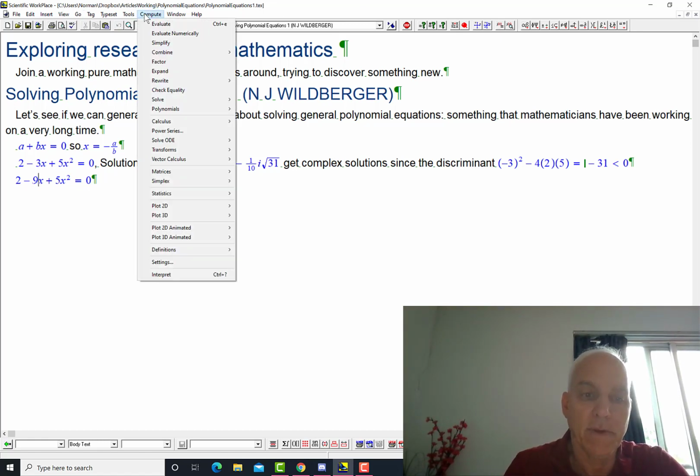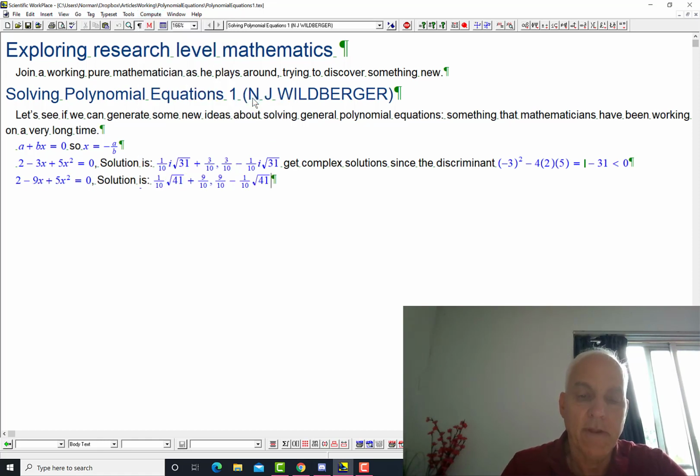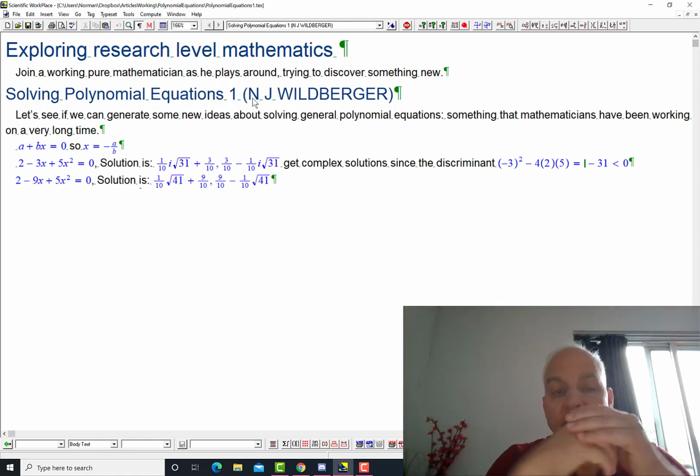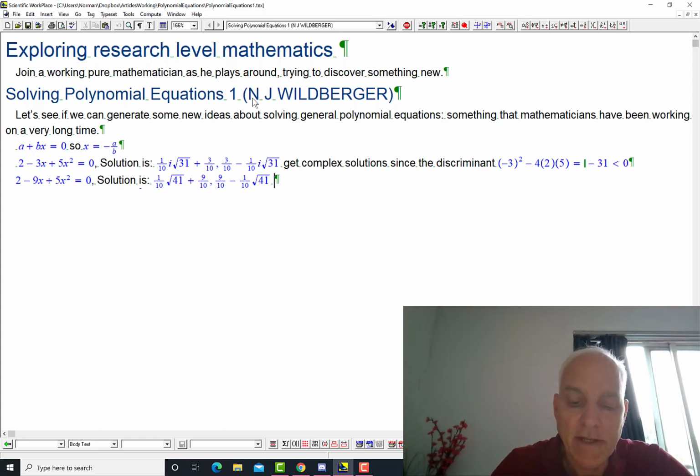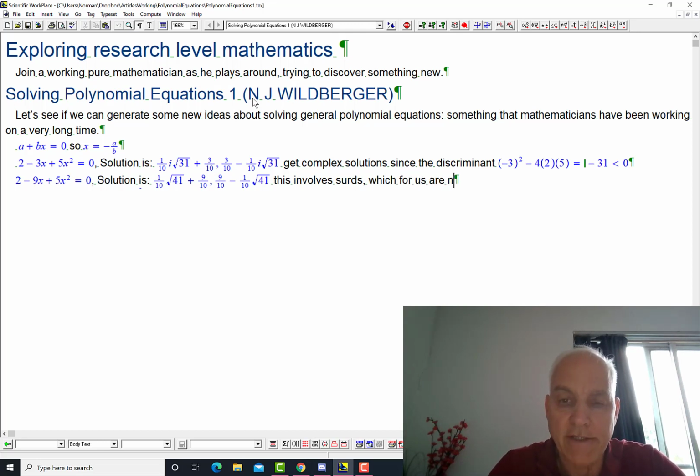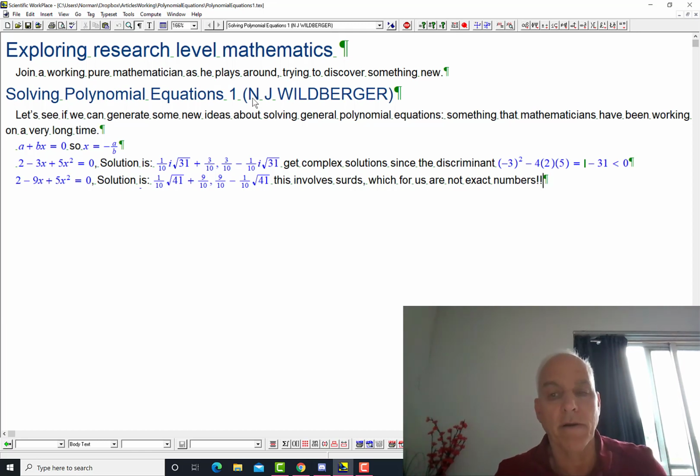And then what will happen is, solve exact. Now we're getting solutions in the standard form involving some surds or some square roots. So this involves surds, which for us are not exact numbers. We're going to draw upon our wealth of experience here. You all know that I don't believe in square roots as actual numbers. These are algorithms that can be run, but they don't actually finish. So this is a kind of red herring.